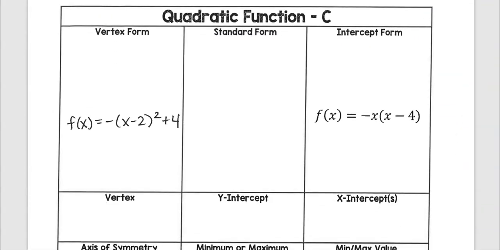Here we go. So our last one, they gave me vertex form and they gave me intercept form. We have to create standard form. Good. Remember, this is the same thing as factored form. If you want to change that, factored form. Okay.